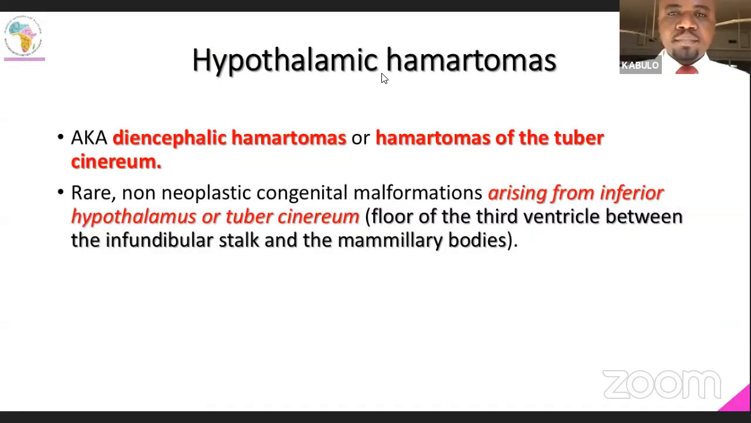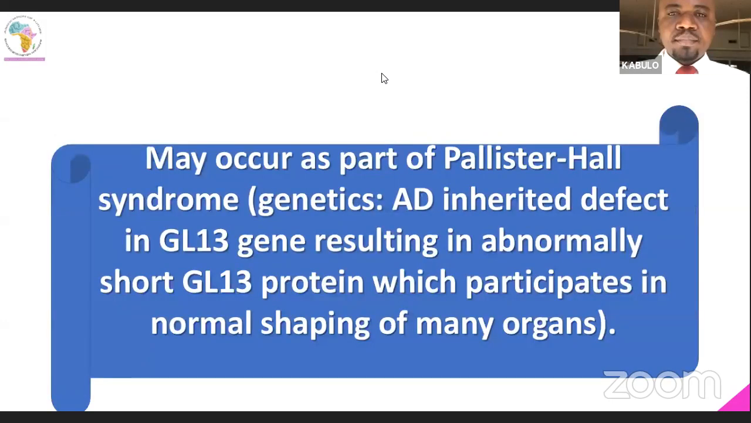which is on the floor of the third ventricle between the infundibulum stalk and the mammillary bodies. So they also may occur as part of this syndrome. Many of them are sporadic, but 5% may be associated with Pallister-Hall syndrome, which is a genetic autosomal dominant inherited defect, where this gene is participating in the normal shaping of many organs. So in this syndrome, you can also get hematomas.